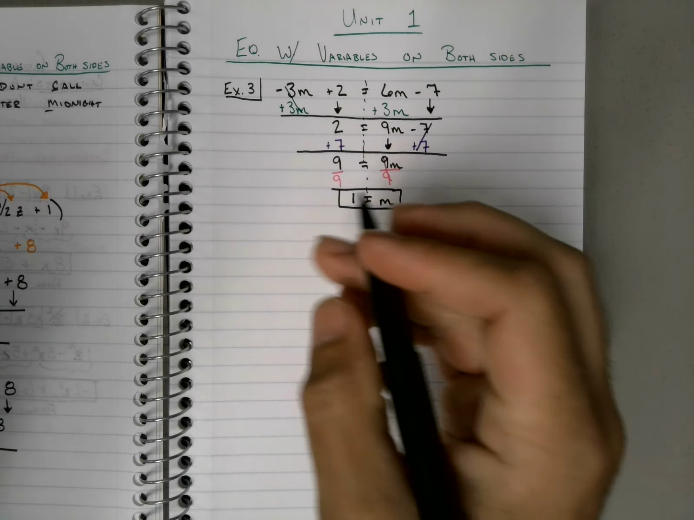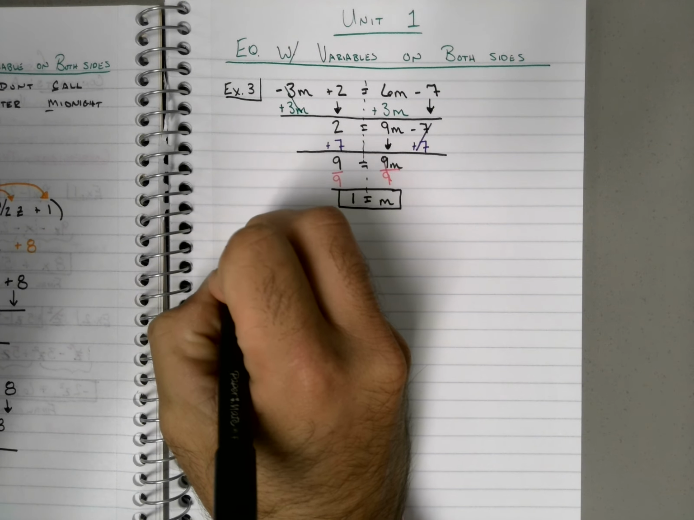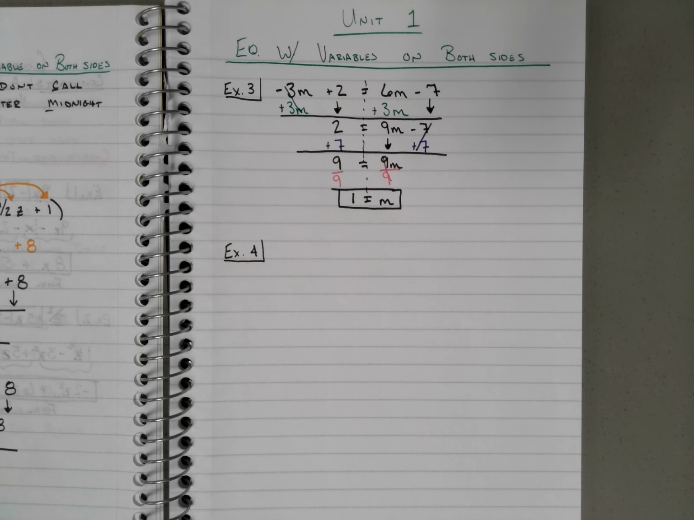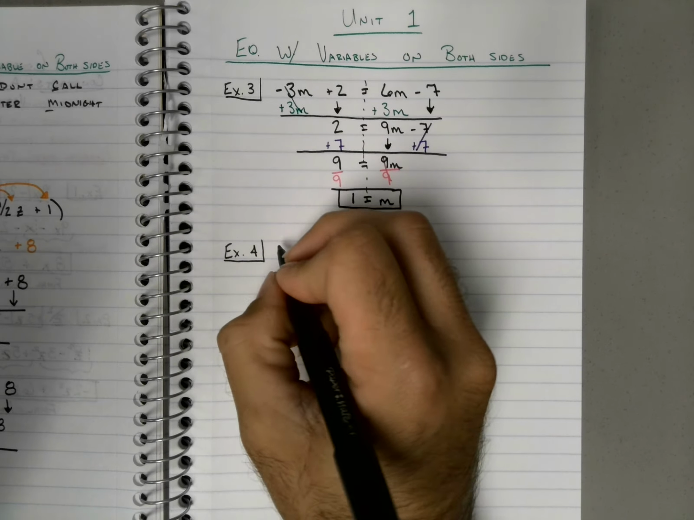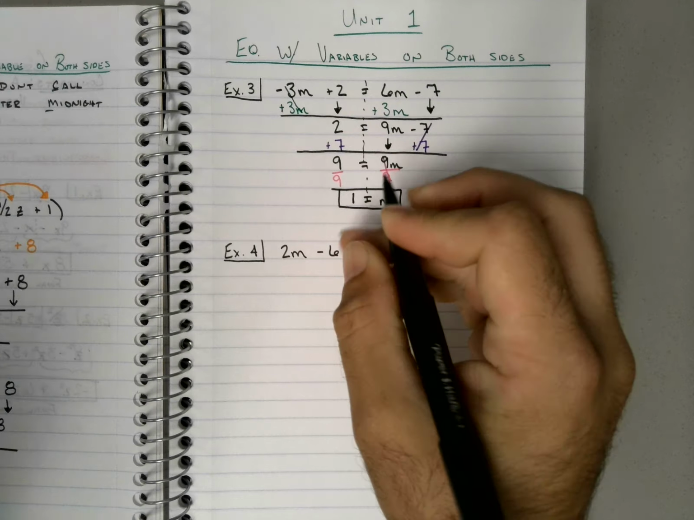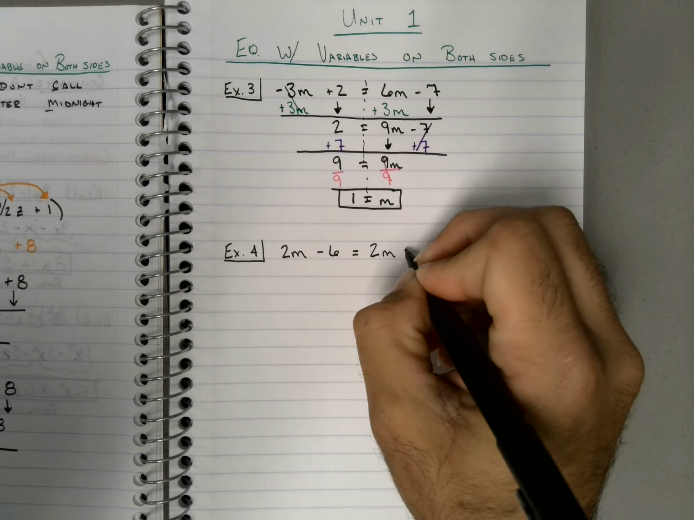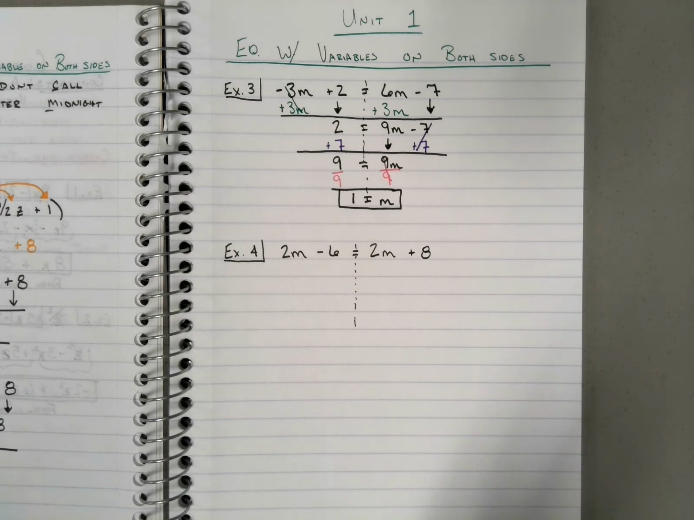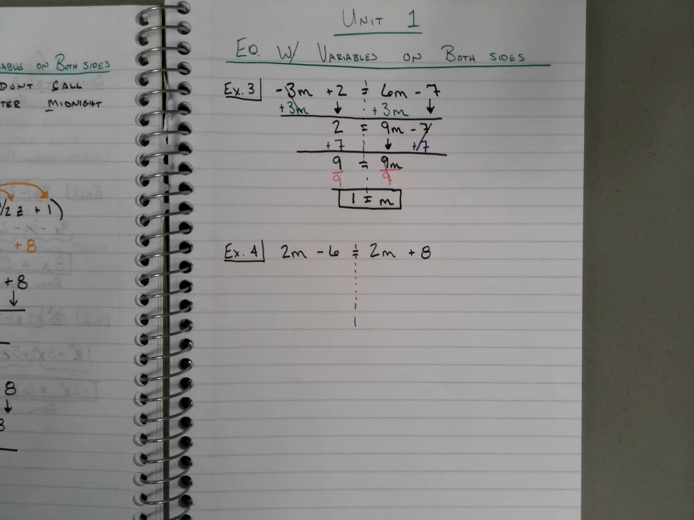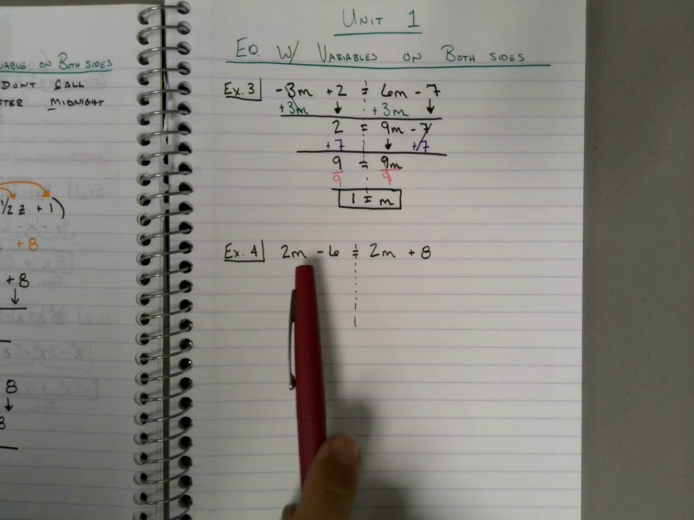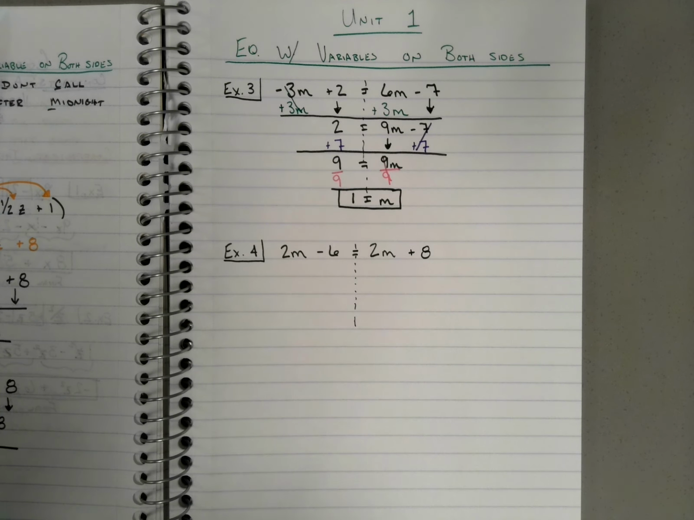And let's do one more example. Example 4. All right. So what we're going to have here is 2m minus 6 equals 2m plus 8. Draw our little line here. Okay, so parentheses, nope. Without parentheses, you can't distribute. Can we combine like terms? Nope. There's no like terms on this side, no like terms on this side.